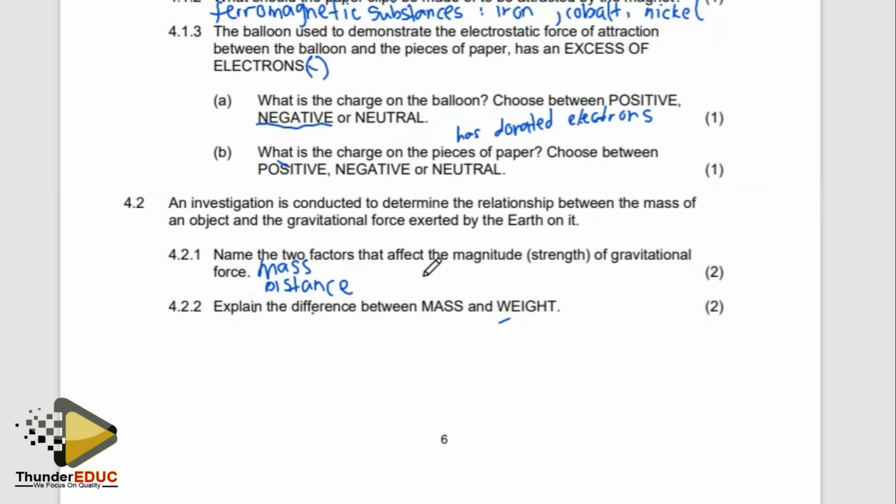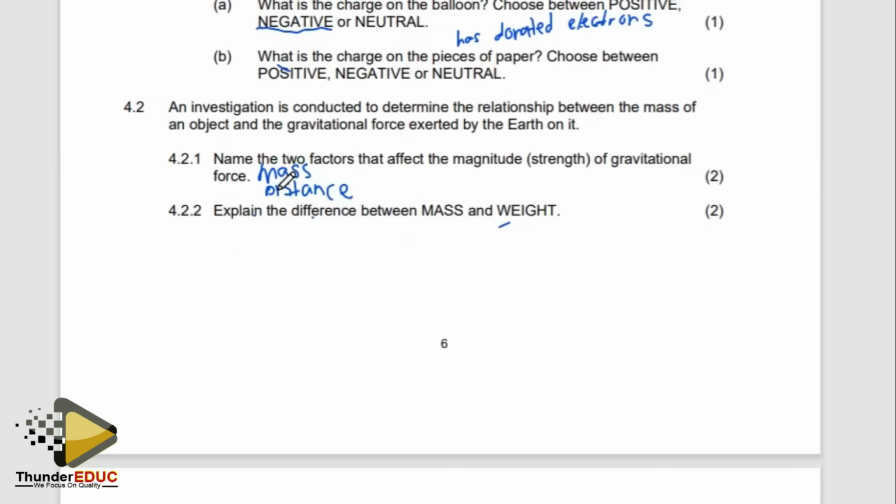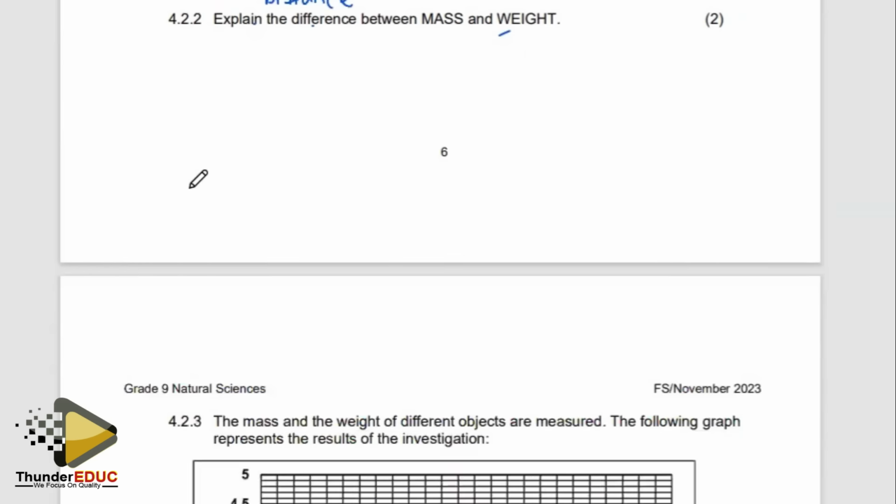So this is how they affect the strength of gravitational force. In case you find a question that says explain how mass and distance affect gravitational force, you are good to go. Then let's move on to 4.22. Explain the difference between mass and weight. Probably most people don't know the difference between mass and weight, but as a scientist, you should be able to know it.